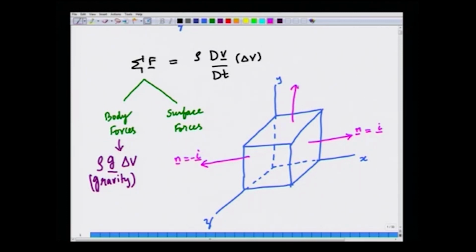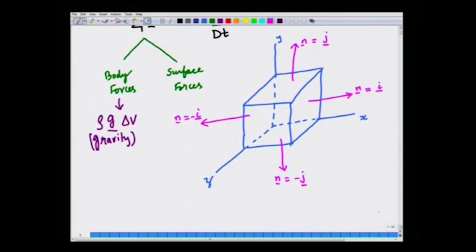Likewise, this face has unit outward normal n in the plus j direction, and this face has unit outward normal in the minus j direction. Okay. Likewise, you can do it in the plus k and minus k direction. I will refrain from doing that because it will reduce the clarity of the picture, because one cannot draw 3-dimensional pictures very well on paper. Okay. So, I will just leave it like this.